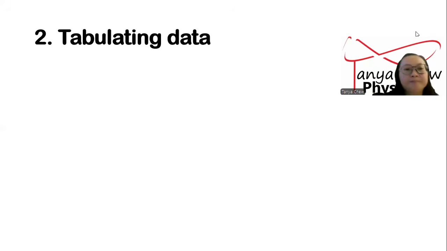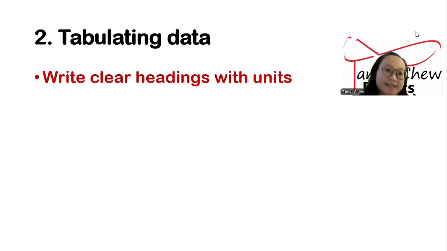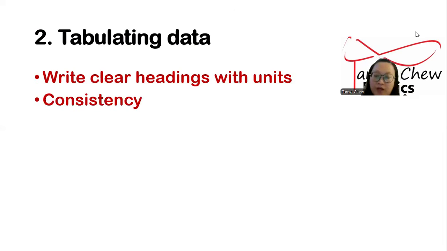Now, second is about tabulating data. So you have to write clear headings with units. Headings means the title of your table. So we tabulate our data in a table together with their appropriate units. So tabulating data, consistency, we only focus on raw data. The data that is not cooked.